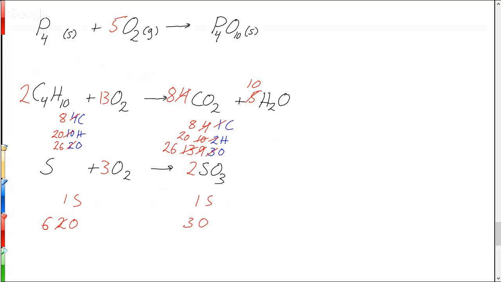So that gets us to 6 and 6. That also changes the S over here to 2. So then we need to put a 2 over here. So you have to think about sometimes bringing both sides into balance together, rather than just changing one side to match the other side.